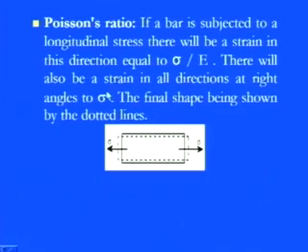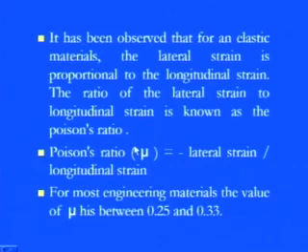So there will also be a strain in the other direction, at right angle to sigma, and the final shape is shown here by the dotted line. It has been observed, as we discussed, that for an elastic material the lateral strain, meaning the circumferential part, is proportional to the longitudinal strain, and the ratio of the lateral strain to the longitudinal strain, again lateral meaning towards the circumference, divided by the longitudinal where the load is applied.